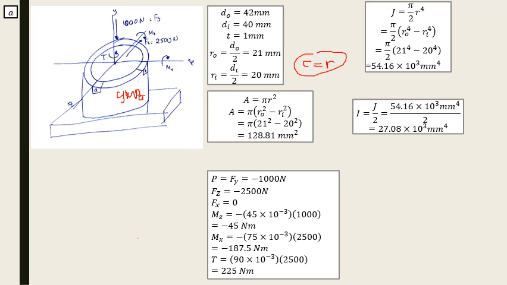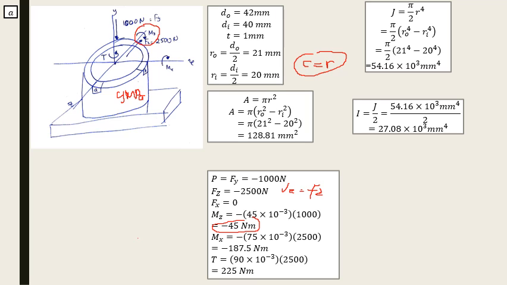Then we go to the next, which is Fy equal to minus 1000 Newton, Pz equal to Fz, and Fx equal to 0 because there is no force acting in the x direction. Then Mz, the moment of C in this direction, is minus 45 times 10 to the power of minus 3 times 1000, and it becomes this. It's minus because this one is minus.